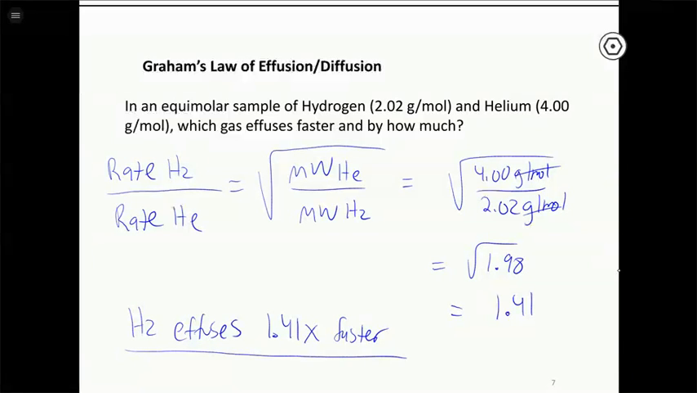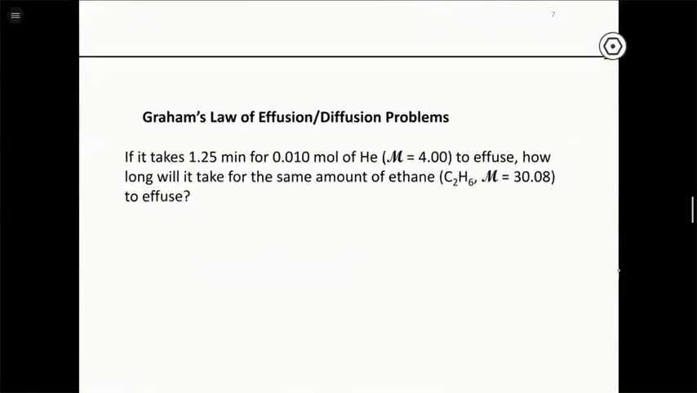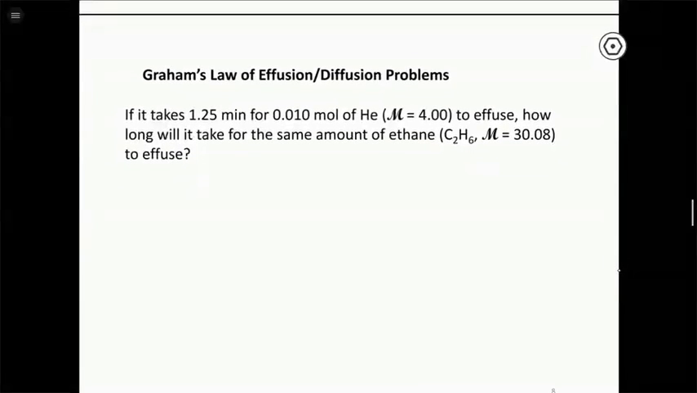All right, so then let's do one more example which deals with time. We're talking about, again, effusion rate here. So let's say we have, this time, helium and ethane. And let's say it takes 1.25 minutes for 0.010 moles of helium to effuse. How long will it take for the same amount of ethane to effuse?